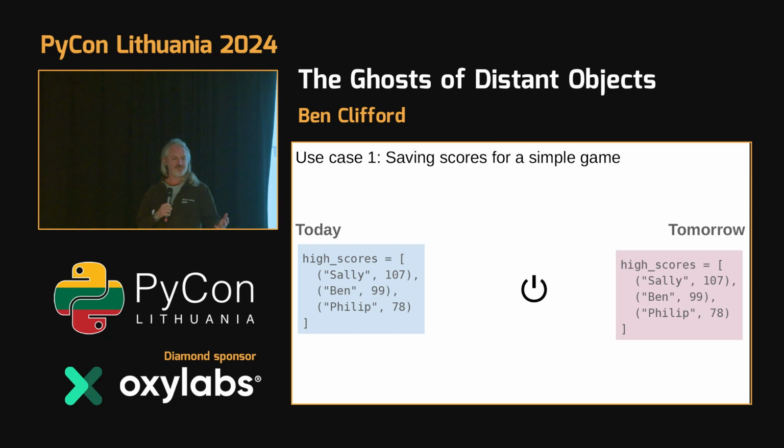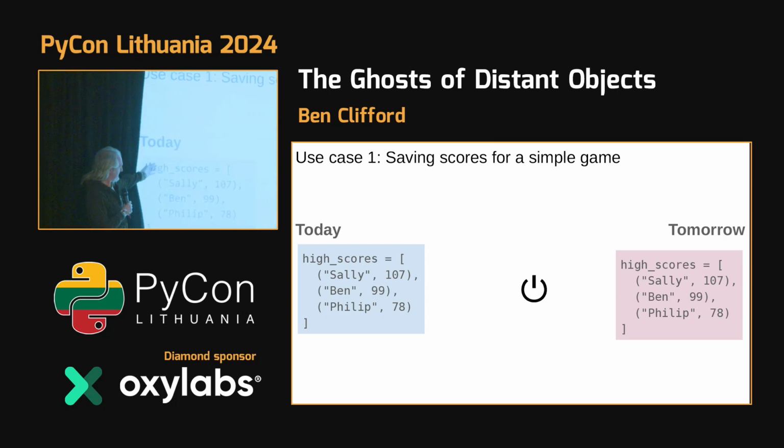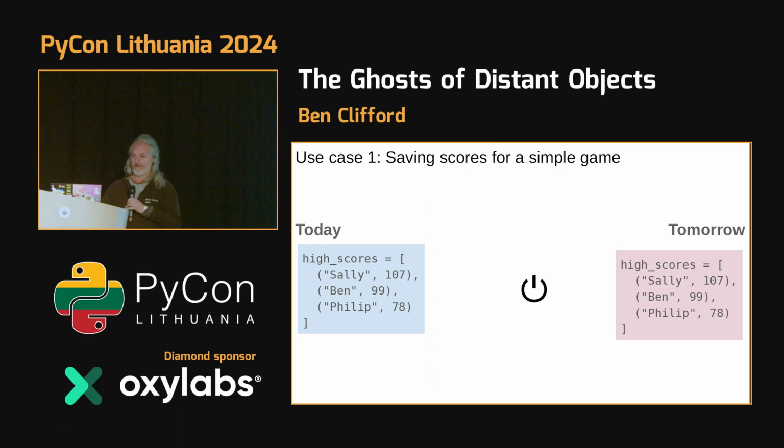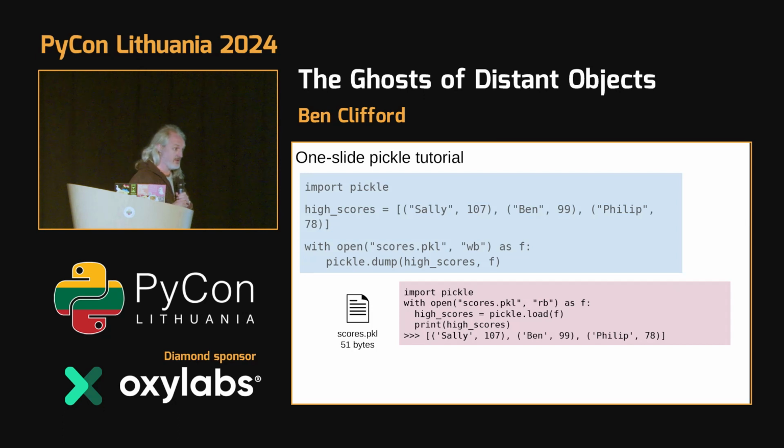Say you've written your little toy game and it's got a high score table. So I'm going to store the high score table here. It's a list with some tuples. There's me, I got 99 points. Sally got 107 points. What I want to be able to do is close my Python process, turn off my computer, go to bed. When I open my computer tomorrow and start the game up again, I would like the high score table to still be there, even though I've turned my computer off. Okay. So we can do this.